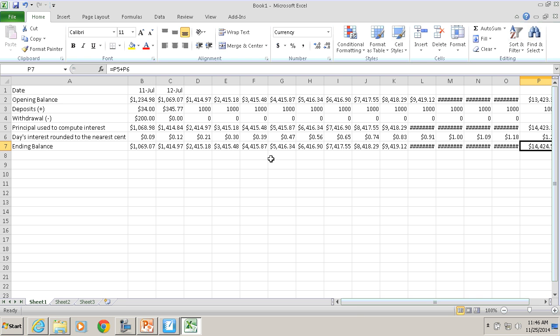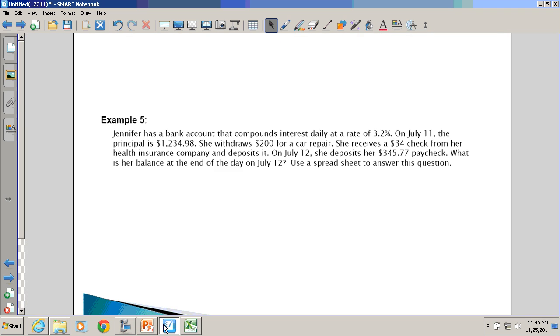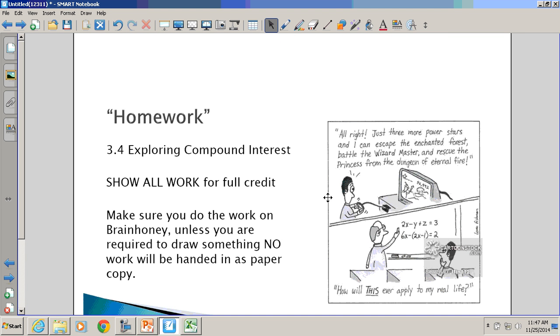So if anybody's interested to know how much they need to save up, this would be a great tool to use. All right, once you do any questions with Excel, I want you to print out those and hand them in with the homework. All other homework should be done, unless there's a chart, in Brainline. Okay? So you're ready for this homework. Good luck.